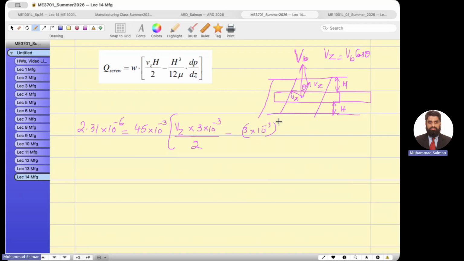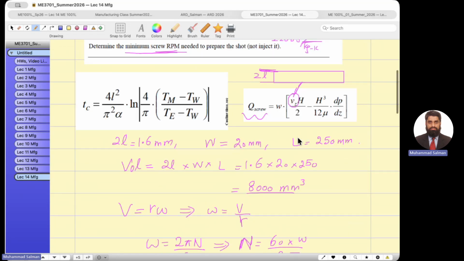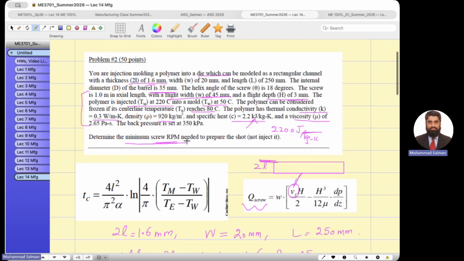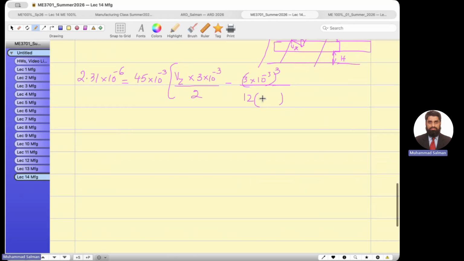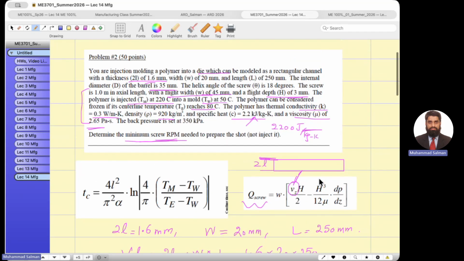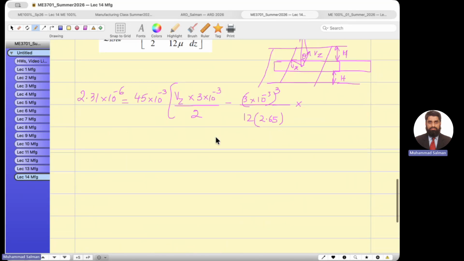10 to the power negative 3 whole cubed. Because this is cubed, I'm going to cube it, divide by 12 times eta, which is the viscosity. The viscosity is in the units Pascal second, 2.65. So I can write down here 2.65 times the back pressure, the dP, which is given. dP is 350 kilopascal.